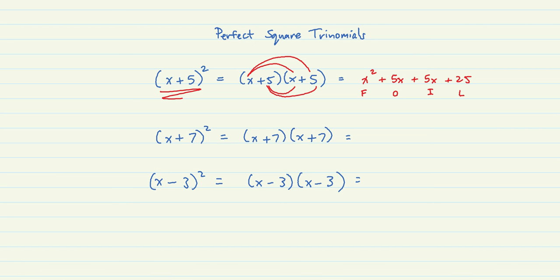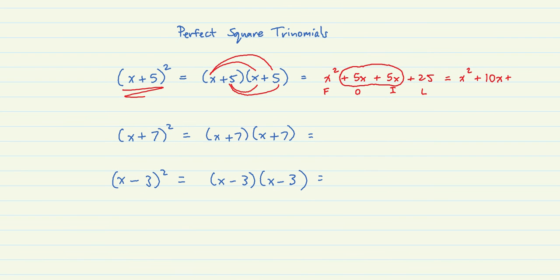All right, so if we take a look at what happened, we ended up getting a 5x term twice. So when we simplify this, we end up with x squared plus, well, we're going to double that 5x term because we have two of them, so it's 10x, plus 25.